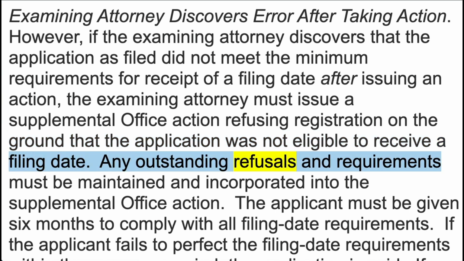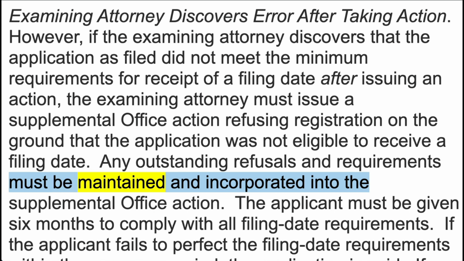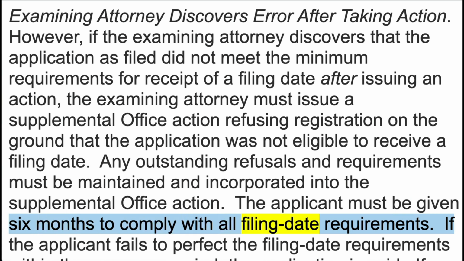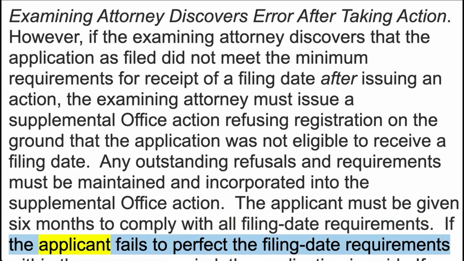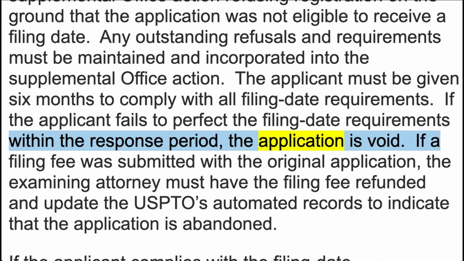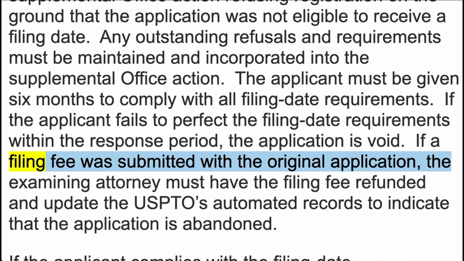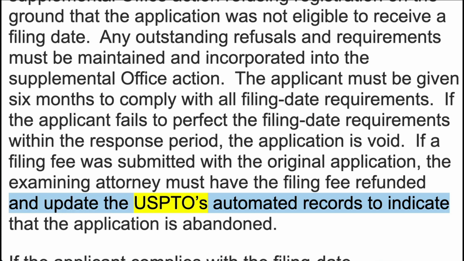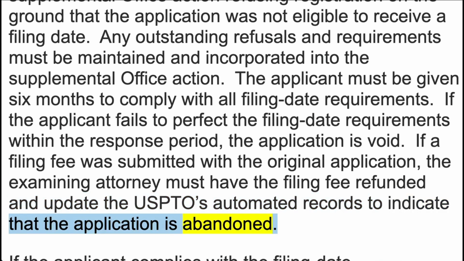Any outstanding refusals and requirements must be maintained and incorporated into the supplemental office action. The applicant must be given 6 months to comply with all filing date requirements. If the applicant fails to perfect the filing date requirements within the response period, the application is void. If a filing fee was submitted with the original application, the examining attorney must have the filing fee refunded and update the USPTO's automated records to indicate that the application is abandoned.